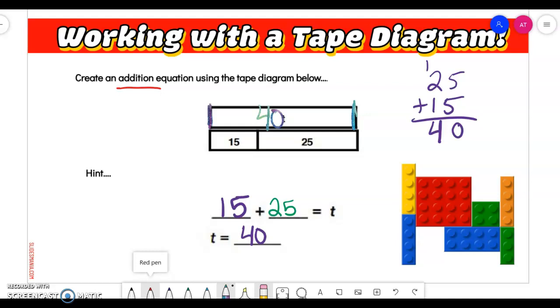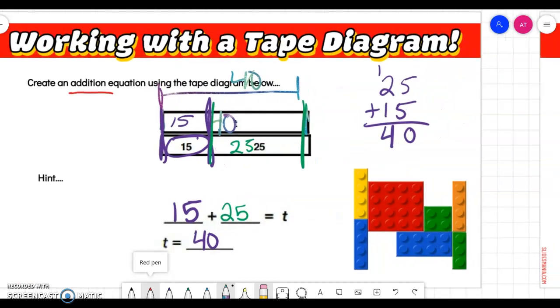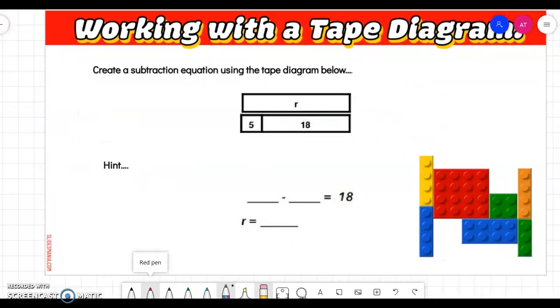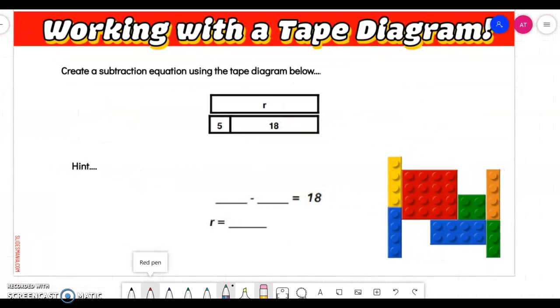Now let's try another example. Maybe let's look at a different one to see if this is going to help. So that's for addition. I know that if I add this 15 from here to here, this is 15. And from here to here is 25. If I added those together, I get a total again of 40 for my t. Let's look at our second example here. And remember to feel free to pause this video at any time that you are stuck.